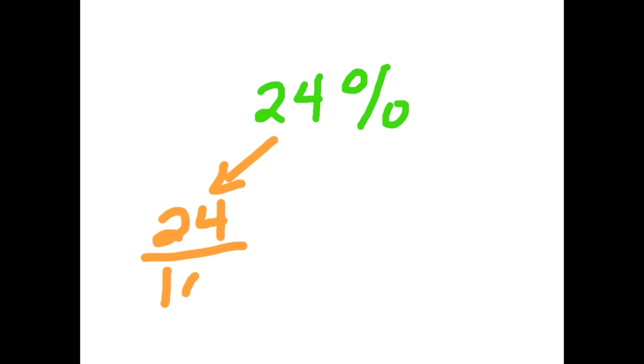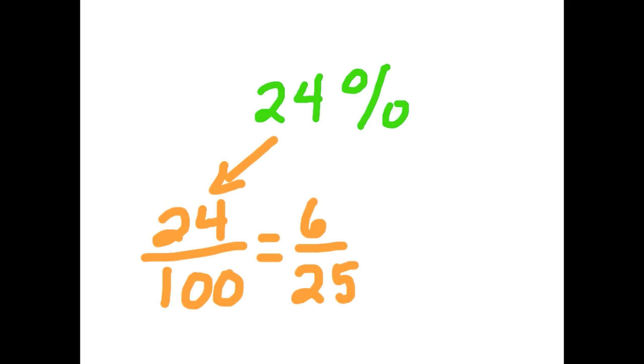To convert this percent to a fraction, I need to place 24 over 100. Again, percent being per 100. And then it's just a matter of simplifying. 24 and 100 have common factors of 2, but they also have a common factor of 4. And just like the last page, it's going to be 6/25 in simplest form.